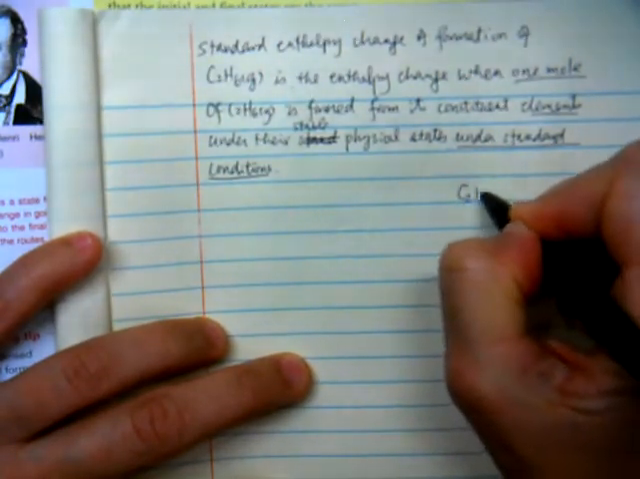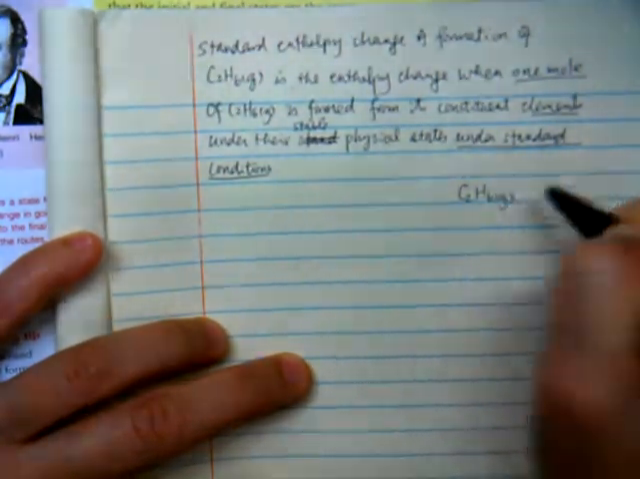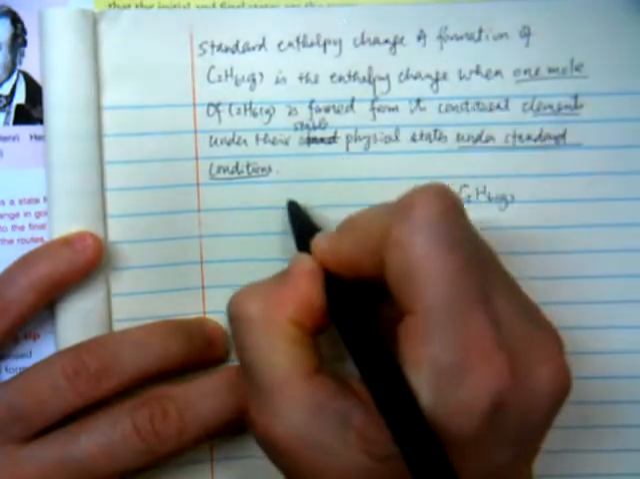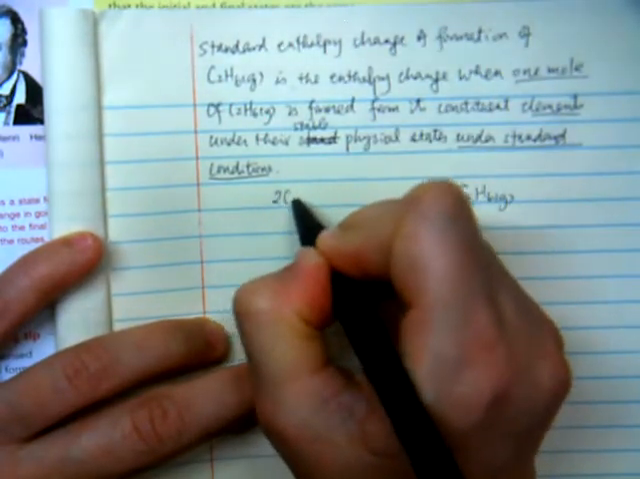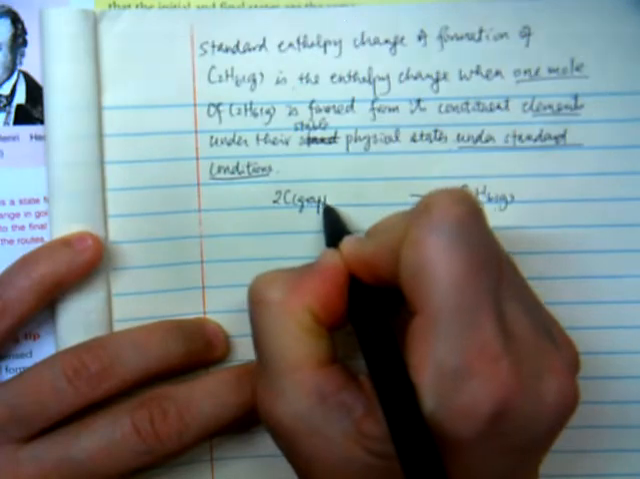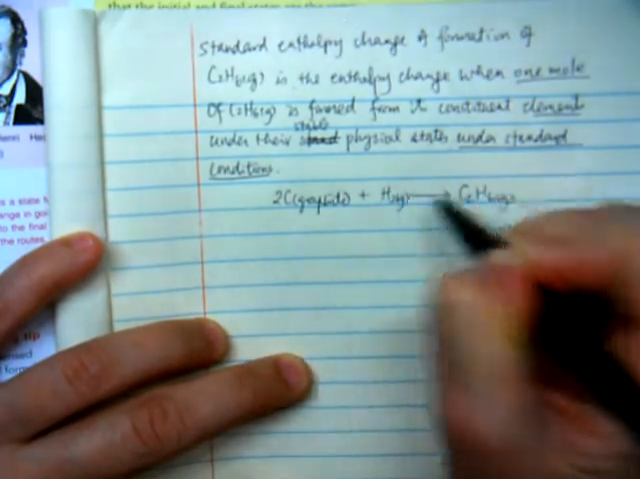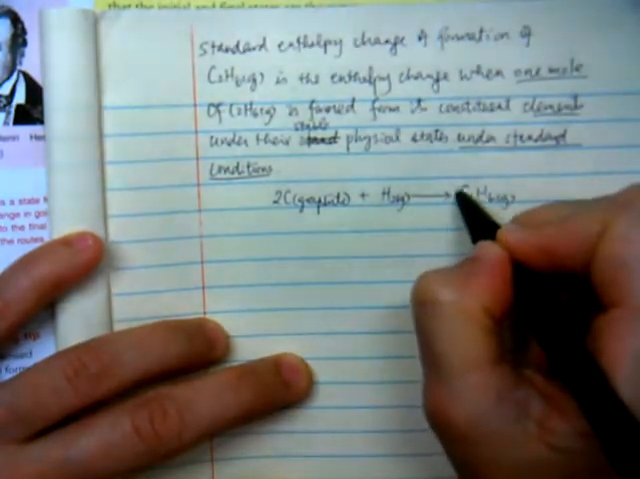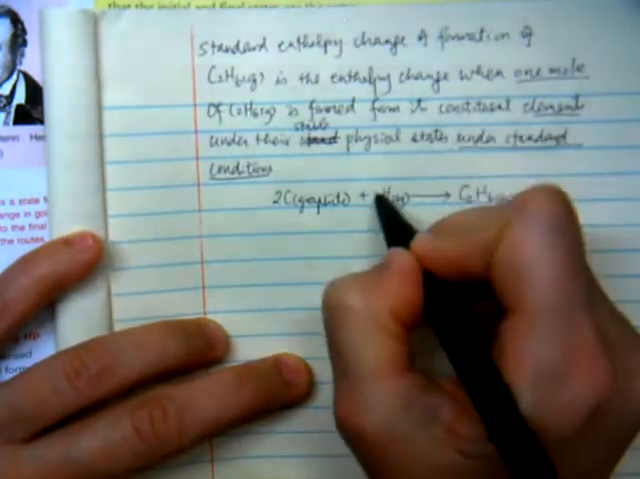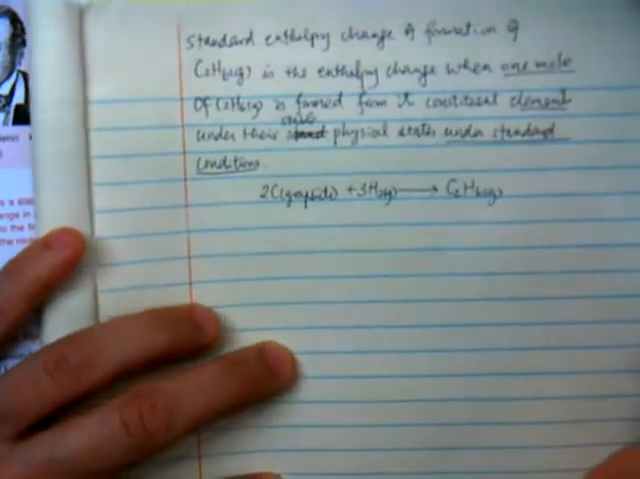Now let's look at the equation for the enthalpy change of formation of ethane. Formation of ethane, that means ethane is the product formed from its elements. Its elements are carbon graphite and hydrogen gas. In balancing this equation, keep this coefficient 1 and then put 3 in front of hydrogen.